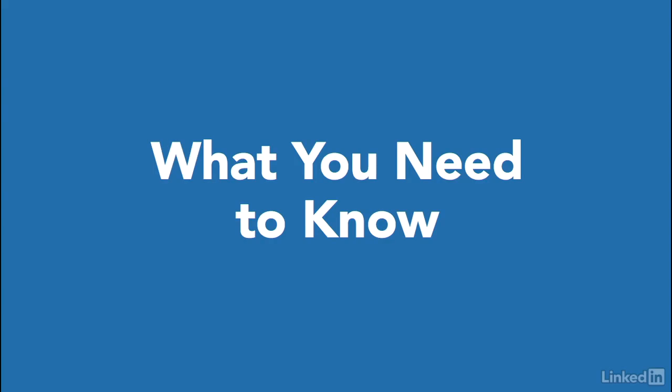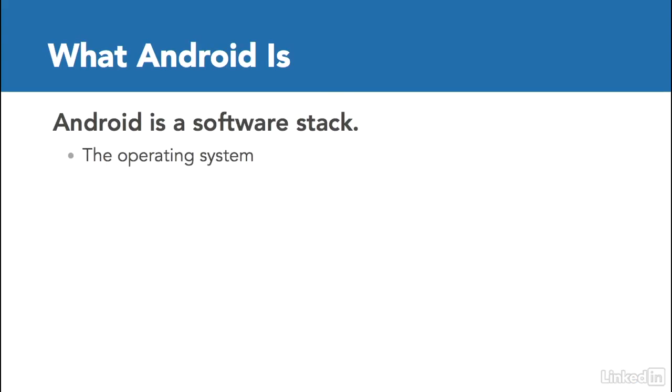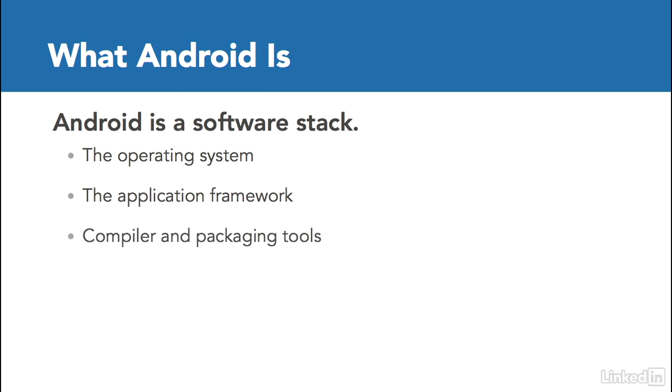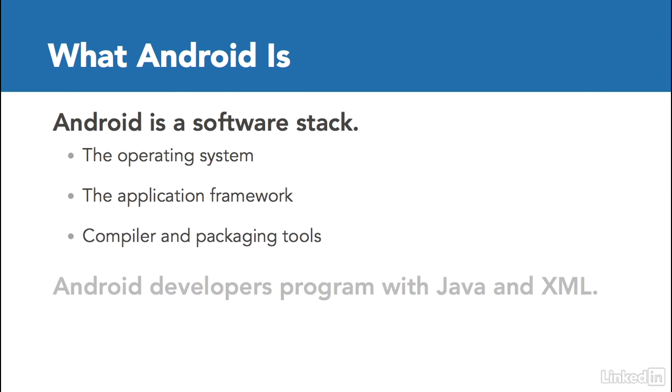This course is designed for software developers who want to create apps for Android devices. Android is more than just the operating system. It also includes the application framework and a set of compiler and packaging tools that you'll use to build your applications. When you build applications in Android, you'll be programming with Java and with XML. And the more you know about both of these languages, the more effective you can be as an Android developer.